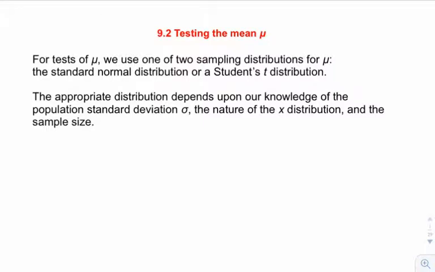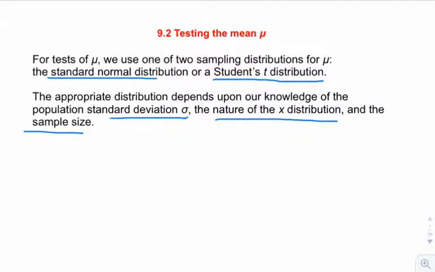In section 9.2, we're going to do hypothesis testing of the mean under two different conditions: under the standard normal distribution or under the student's t-distribution. Which one we use will depend on our knowledge of the standard deviation of the population, in particular whether we know it or not, the nature of the x distribution, and our sample size.